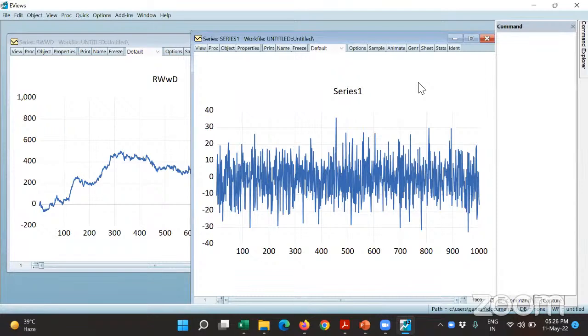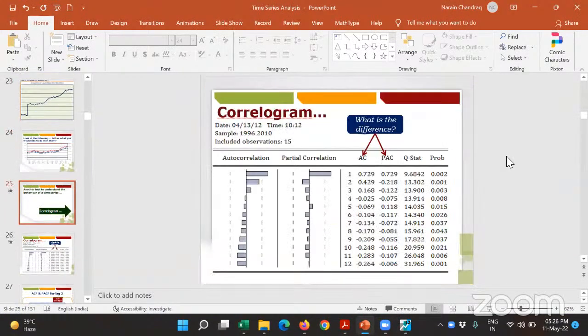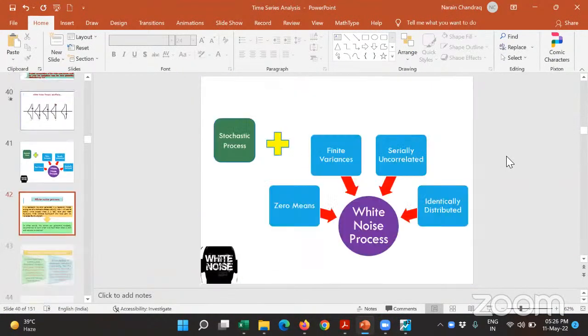Now, the second aspect was a correlogram. I will be coming shortly to that as well. The third aspect was also stationarity. Now I will be jumping directly towards stationarity itself, and let me now formally define what exactly stationarity is.